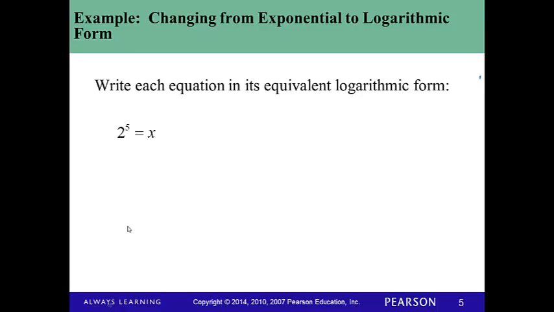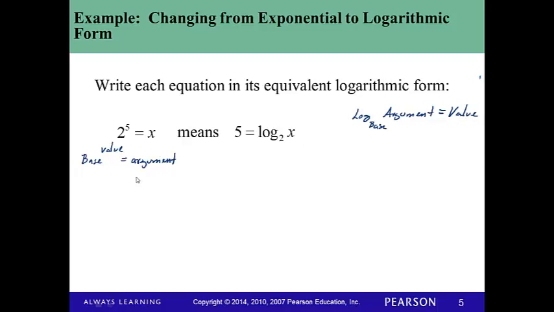Okay, so since we can go from log to exponential, we can also go from exponential to log. So this time they give us base raised to the value equals the argument. And we have to write it in the log form, which means it's going to be log base of the argument equals the value. So this turns into log base 2, because that was the base. The argument was the x, so log base 2 of x equals 5, which was the value.